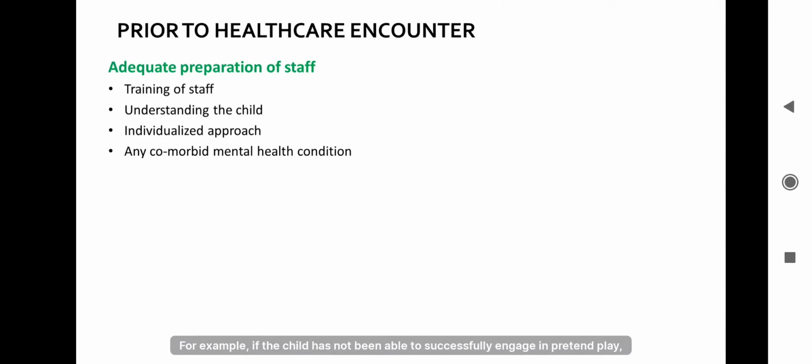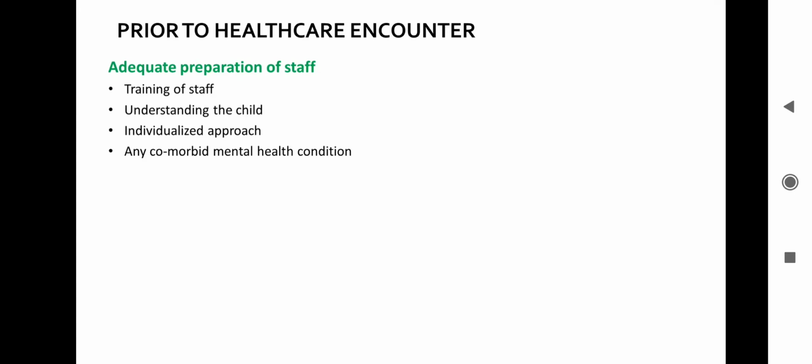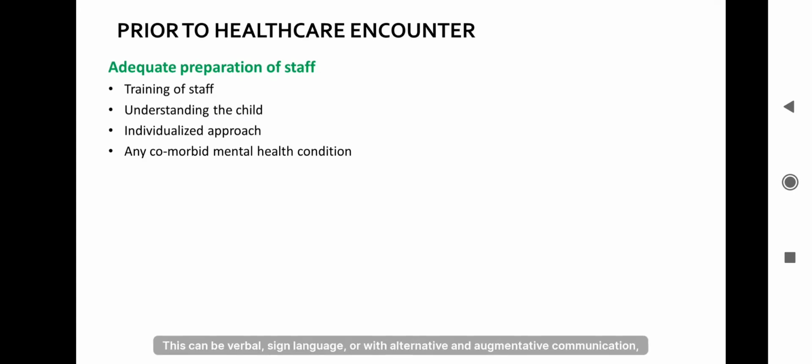For example, if the child has not been able to successfully engage in pretend play, the common technique of tell, show, do, for example administering medicine to a doll, may not help this child. The communication style needs to be tailored to the child's abilities. This can be verbal, sign language, or with alternative and augmentative communication, such as the use of picture exchange communication system, and so on. The child may also express pain differently, for example, by screaming, crying, with words, self-injury, aggression.